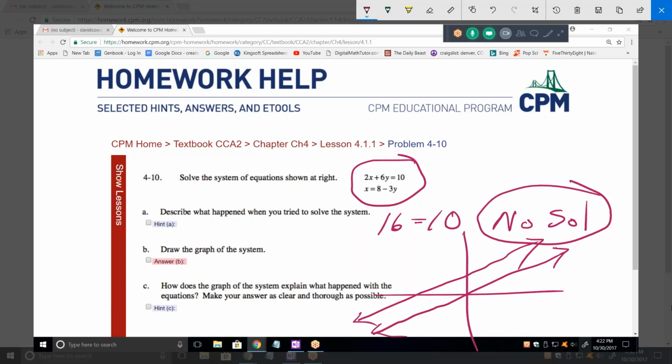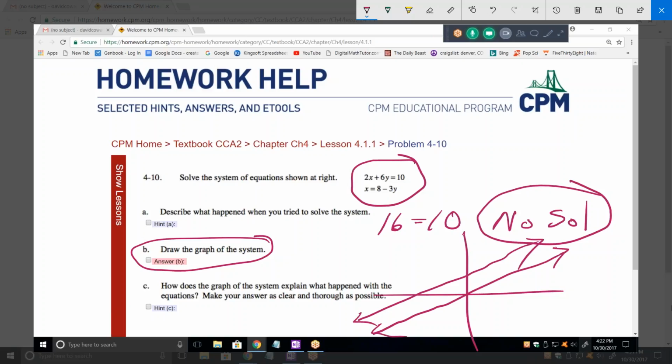And so that's why they ask you in part B to graph the system, so that you will see that you're looking at two parallel lines. And they both have the same slope. All parallel lines have the same slope as one another. Their only difference is they're going to have different y-intercepts.